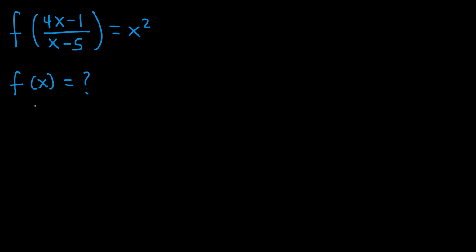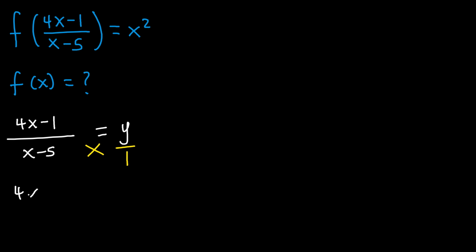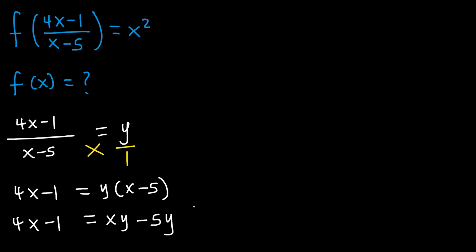So what we need to do is set the inside function to be equal to any variable, let's say y. So we shall have (4x - 1)/(x - 5) equal to y. And at this point we can cross multiply. So we shall have 4x - 1 equaling y times (x - 5), and if we expand this we shall get xy - 5y.